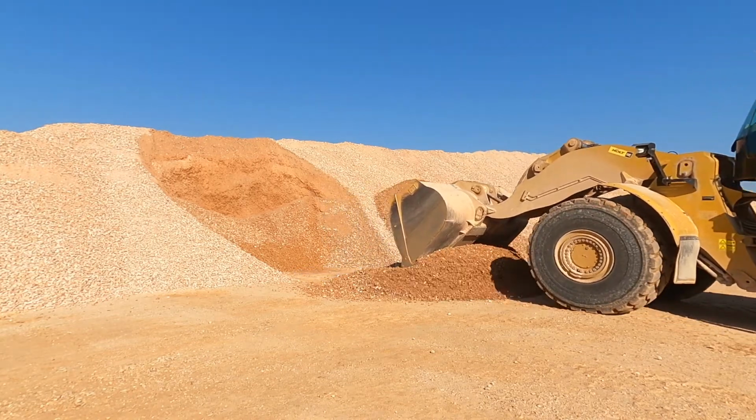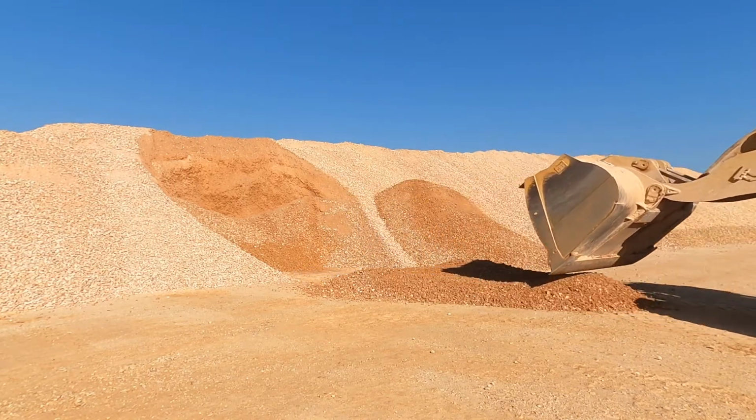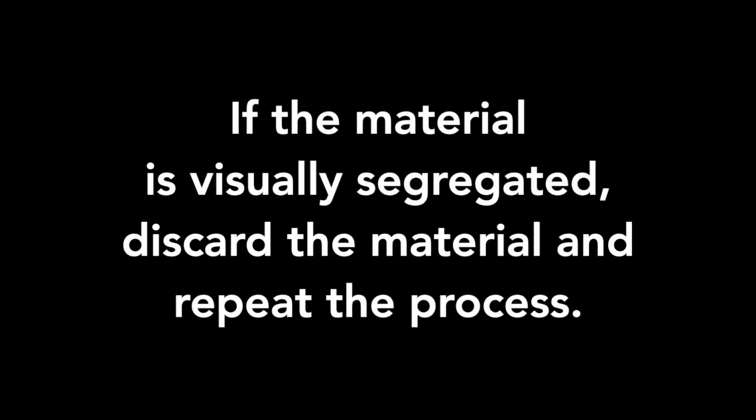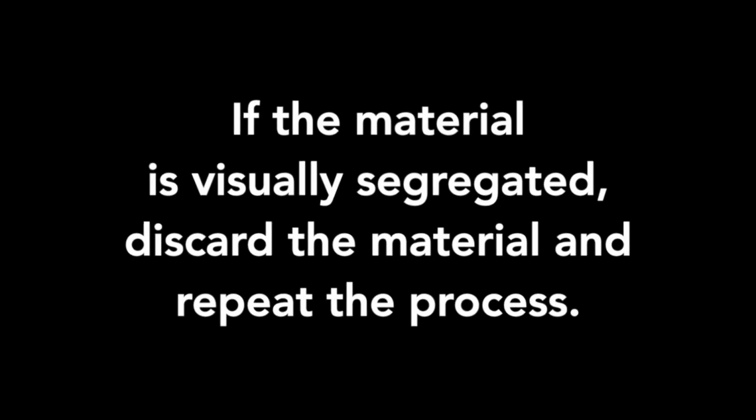Using the loader bucket, strike and level the sample pad at mid-height in the direction the bucket was emptied to create a flat surface for sampling. Backdrag the sampling pad only once. If the material is visually segregated, discard the material and repeat the process.